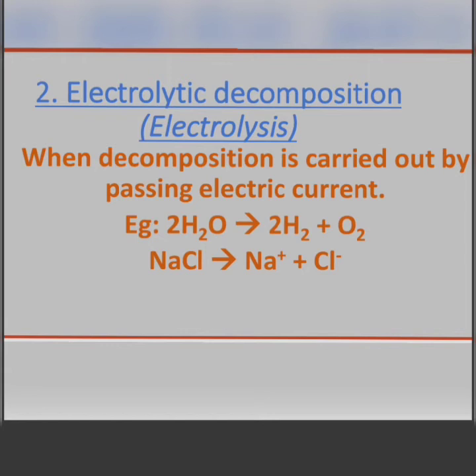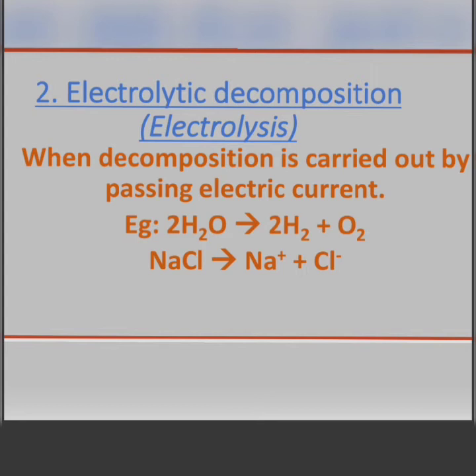H2O on passing electric current gives H2 and O2. H2, being positively charged, gets deposited at the cathode. Cathode is a negative electrode. And oxygen, being negative in nature, gets deposited at the anode. Anode is a positive electrode. Is that clear? So this is how we can separate these two elements from water.